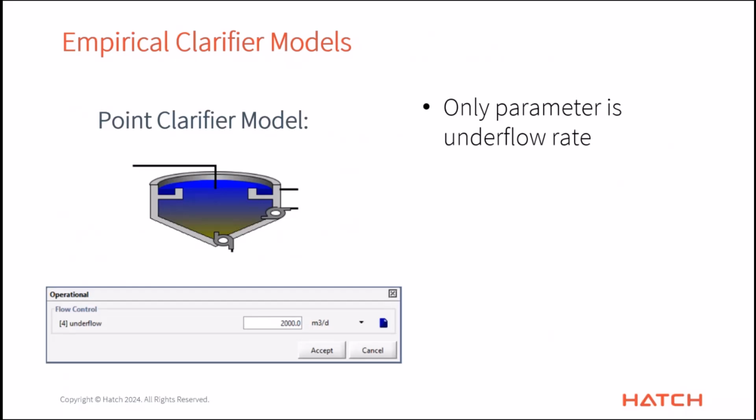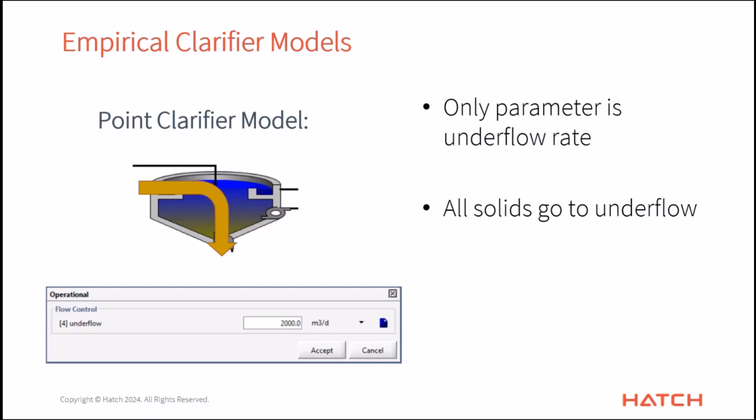Okay, so now I'm going to run through all of these clarifier models and give you a rundown on what the parameters are, what they mean, and give you a sense of what they do. So the very simplest, most straightforward one that we have is called the point clarifier model. It is a model that is a perfect clarifier. It assumes that all of the solids will be captured and go into the underflow. So therefore, the only parameter that is available for you to set is the underflow rate.